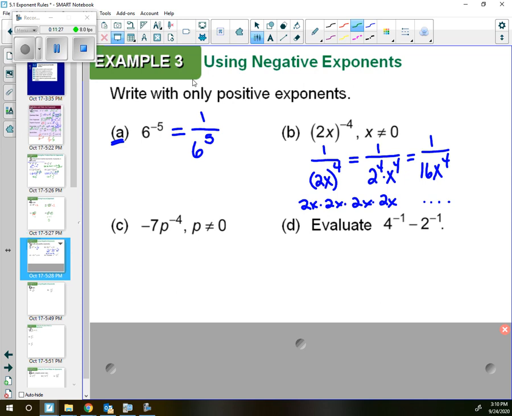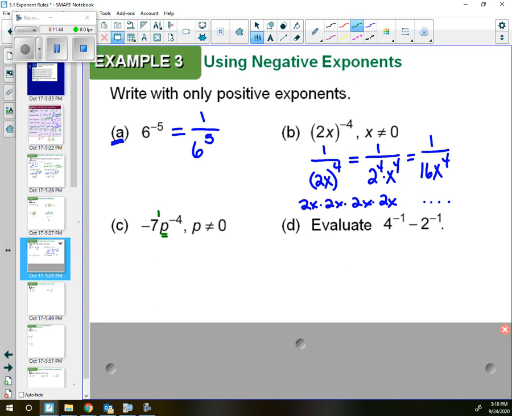Which number or letter has the -4 exponent? Only the p. If they wanted the -7 to have that same exponent, they would have had to do it like this with the parentheses. So just be really careful when you look at this. Actually, the 7 has an exponent of 1.